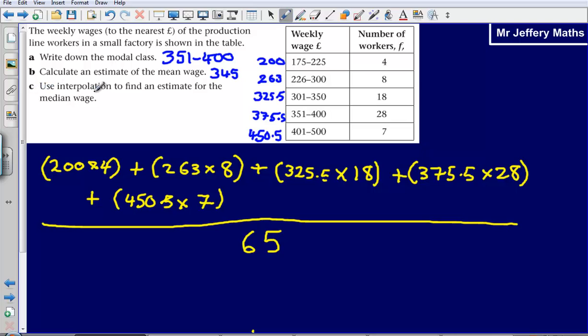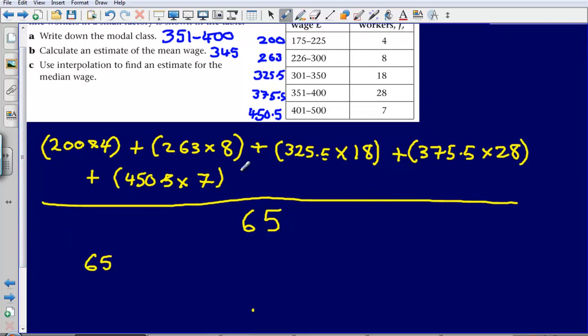Part C asks us to use interpolation to find an estimate for the median wage. So for this, what we are going to need to do first of all is find out what the median position is. We've got 65 people asked, so we're just going to need to half 65, and that's going to give us 32.5. So we're looking for the 32.5th position in order to find our median.